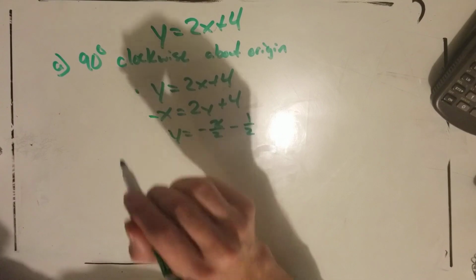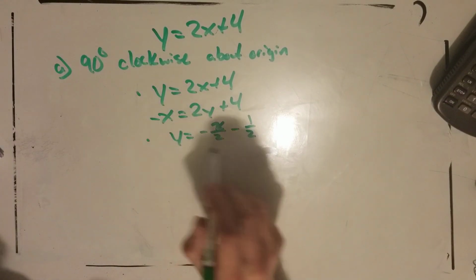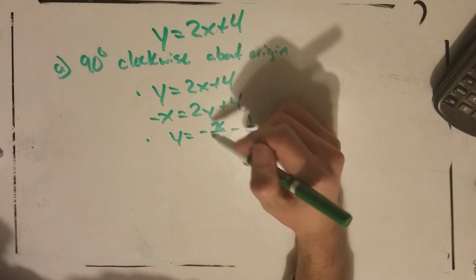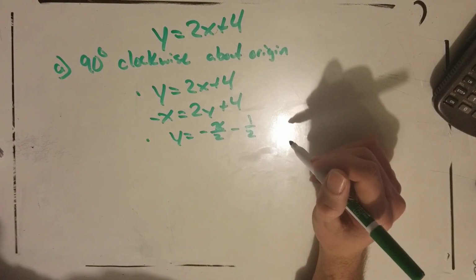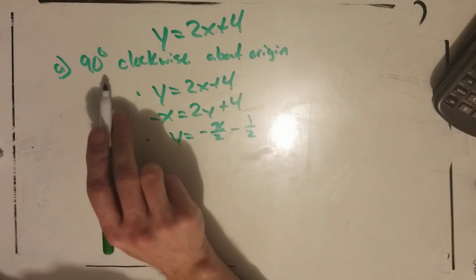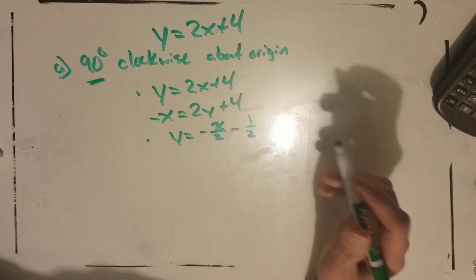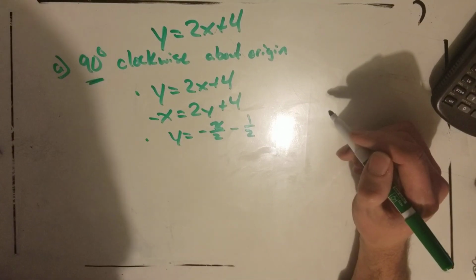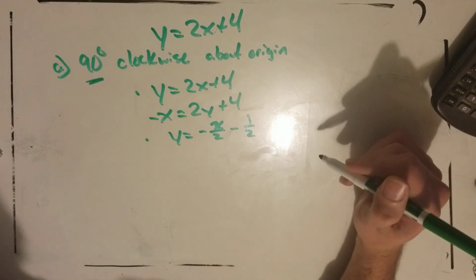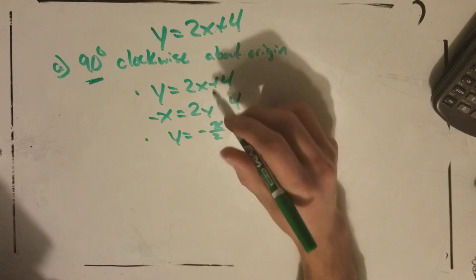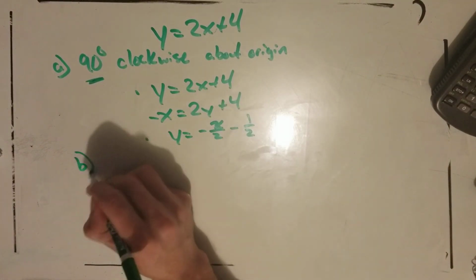You may notice that your original equation and your rotated equation have slopes that are perpendicular to each other. That should make sense, because rotating 90 degrees makes a right angle between the two lines. They should be perpendicular to each other. So when you rotate this, you should end up with a perpendicular slope.